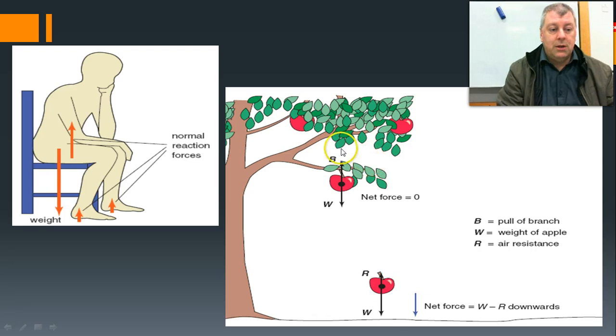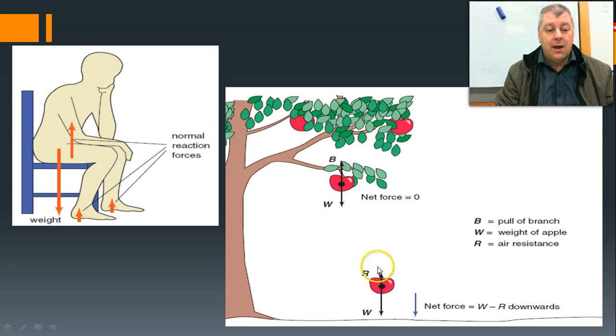Couple of examples here. Here's an apple in a tree. Now, if the apple is just stationary, hanging there by the tree, all the forces are balanced. And so we give the symbol W as the weight force of the apple, and B is the pull of the branch, or that would be the reaction force of the tree to the weight. Okay, and that means the net force is 0.